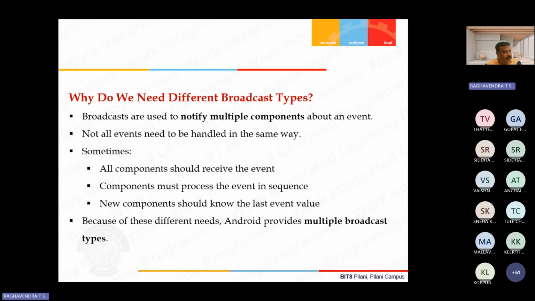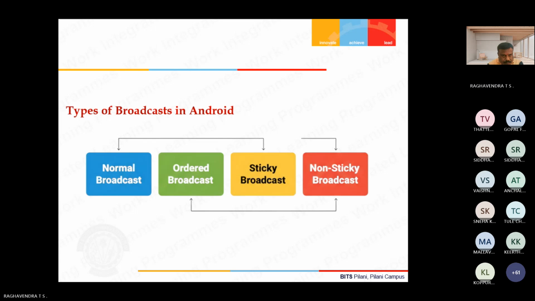So all components should receive the event. The component must process the event in the sequence in which it is received, because they might be put into a queue and executed in the order of the queue. A new component should know the latest event value. Because of these different needs, Android provides multiple broadcast types. So the broadcasts are normal broadcast, ordered broadcast, sticky broadcast or non-sticky broadcast.